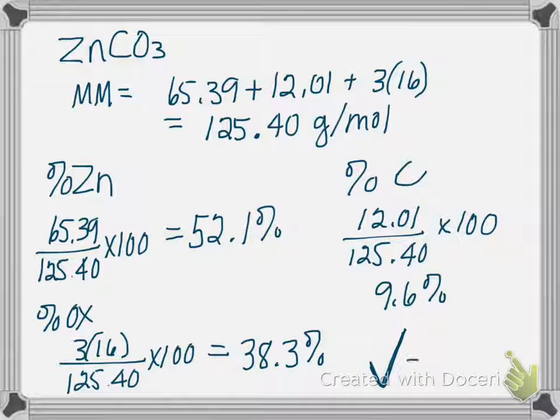So a way that we can check ourselves is add up the percentages and see if they add up to 100, or really, really close to 100. And I get 100%. So I must have done it right. Okay? So not too hard, right?